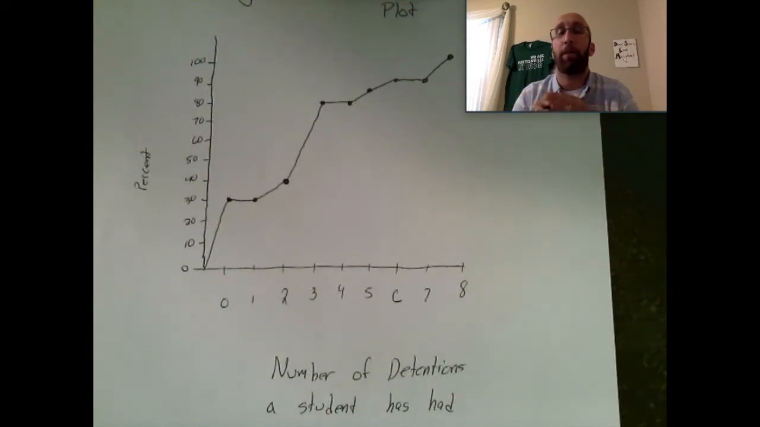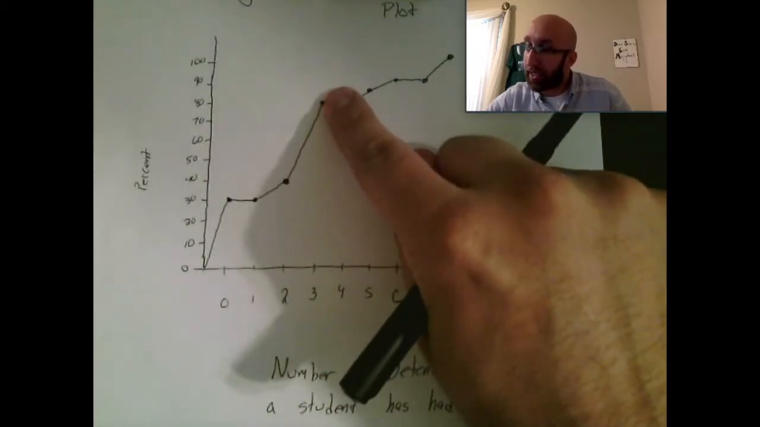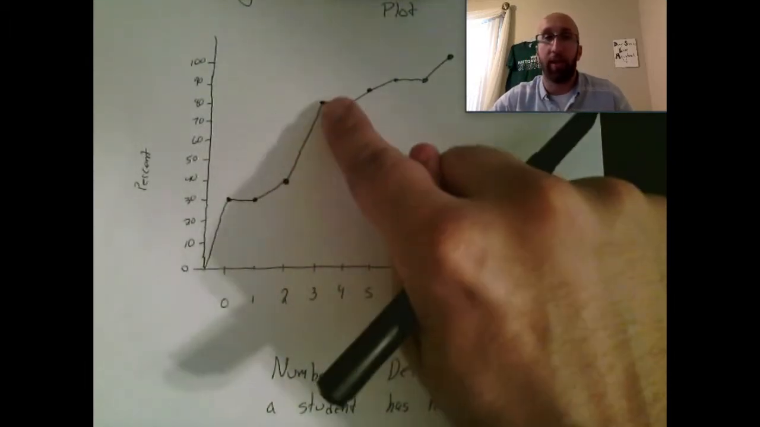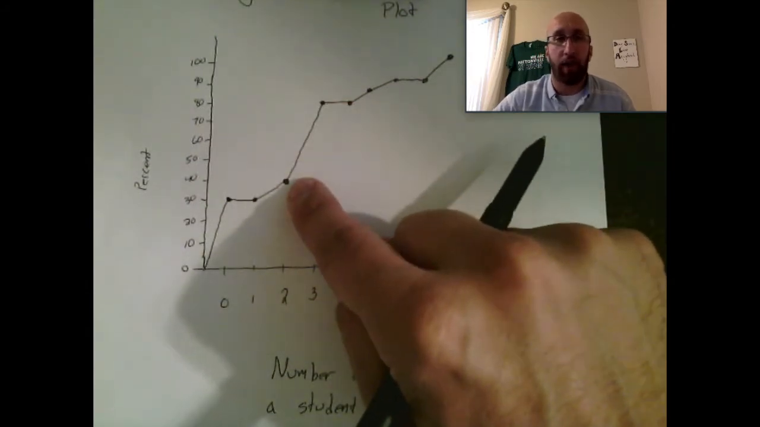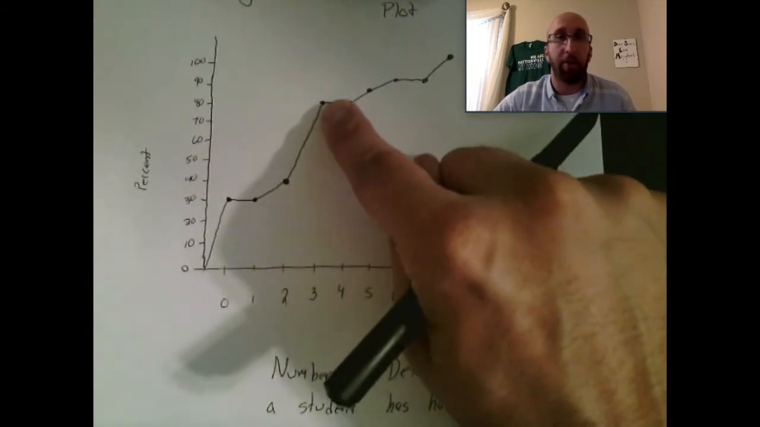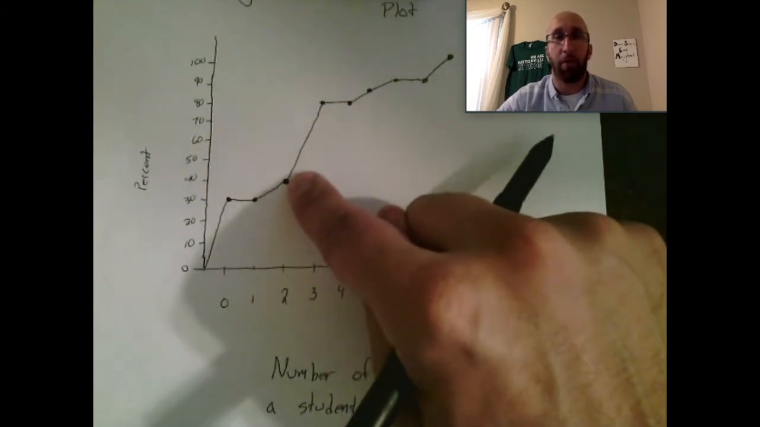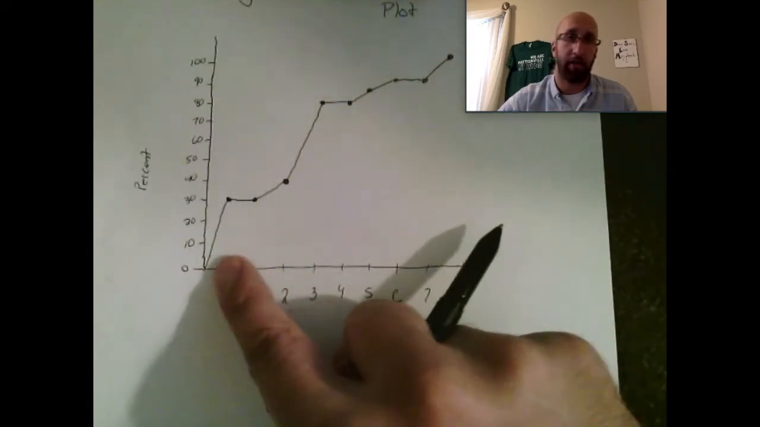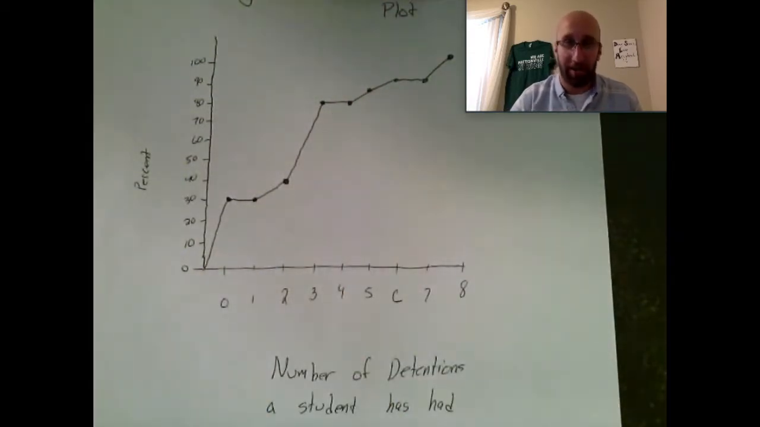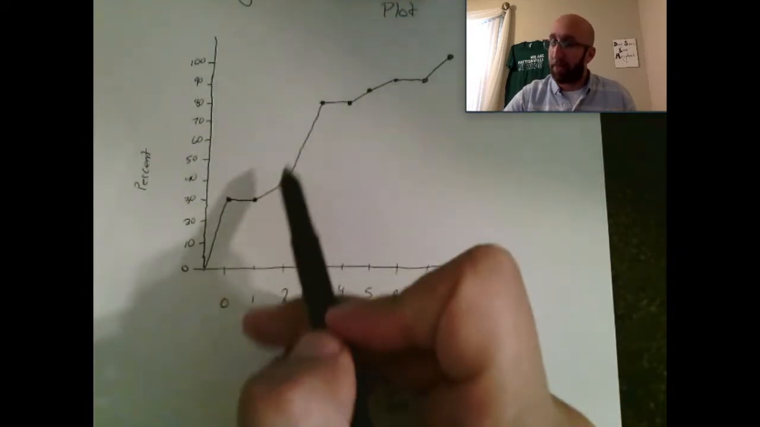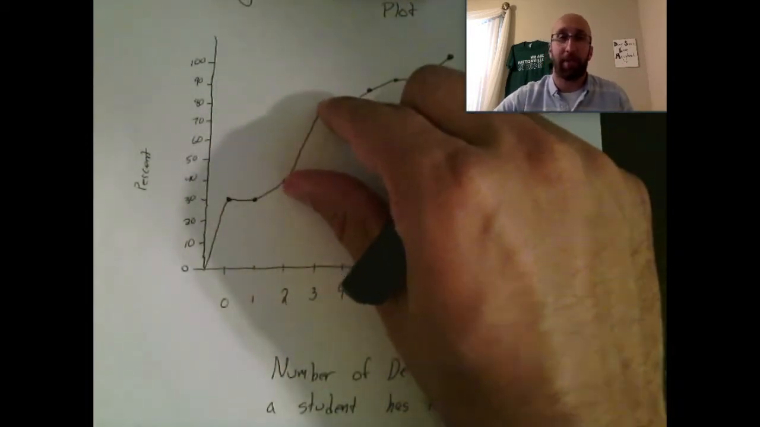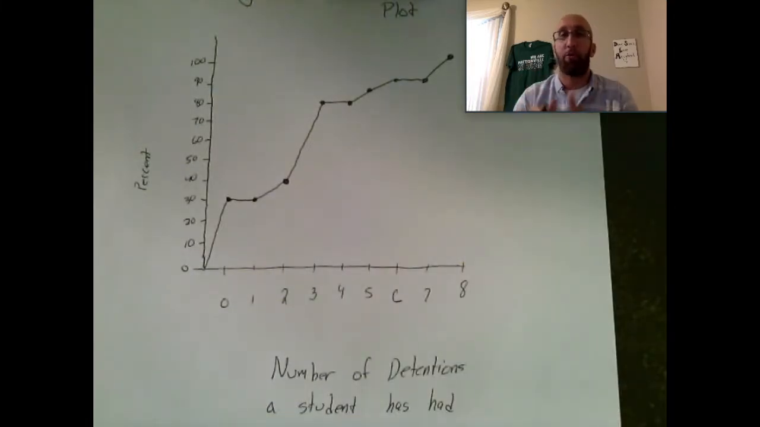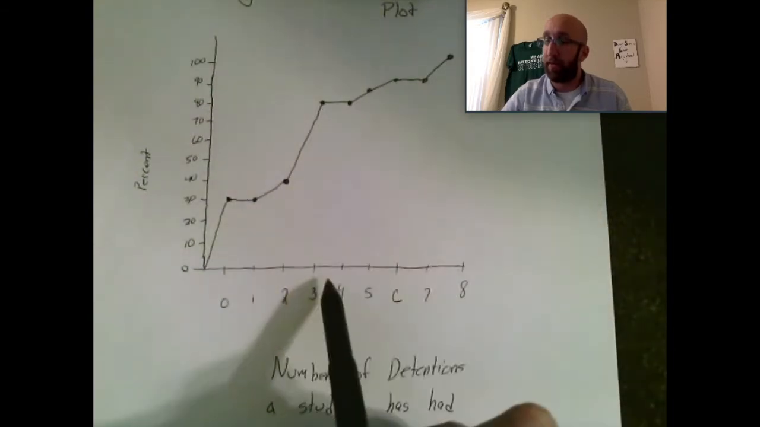If I want to know what percent of my data actually had 3, I just need to see the difference between the previous one and this one. So at 2, I was at 40, and at 3, I now jump up to 80%. I went from 40% of my data set having 2 or fewer to 80% having 3 or fewer. So doing simple math, 80 minus 40, I know 40% of my students have had exactly 3 detentions. But if you look at that point alone, it means 80% have had 3 on down.